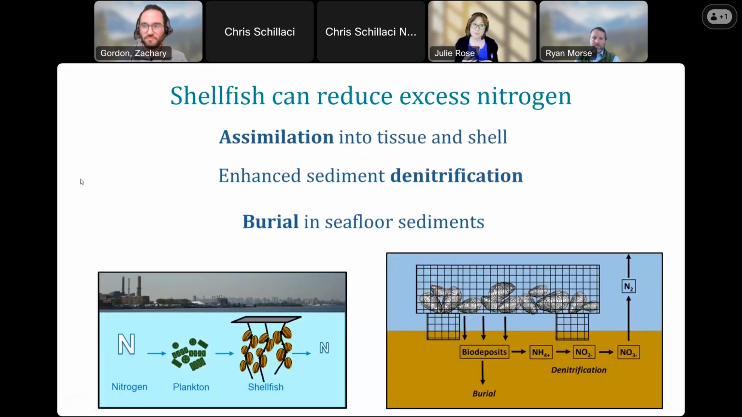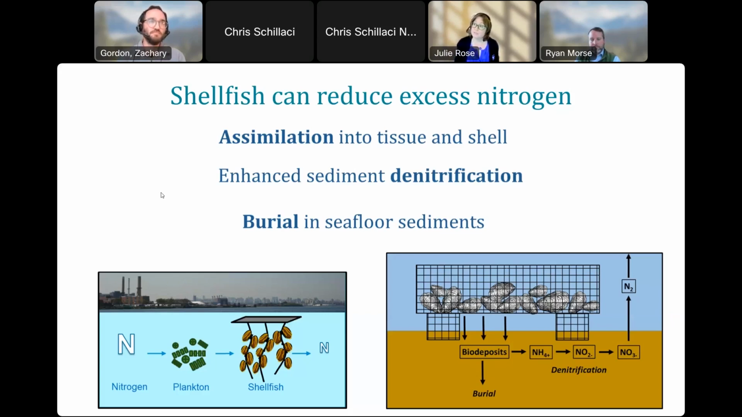So shellfish can help reduce nitrogen, and there are three mechanisms by which shellfish can accomplish this. I thought it was important to go over this because I need to be clear that our calculator really only considers the first of these pathways. The three pathways are assimilation of nitrogen into tissue and shell of oysters and other shellfish as they grow. The second pathway is through enhancing a naturally occurring process that converts organic matter to dinitrogen gas. And the third mechanism is simply burial in seafloor sediments. So we really only have focused on assimilation into tissue and shell for our calculator.